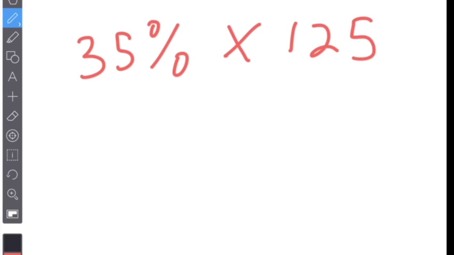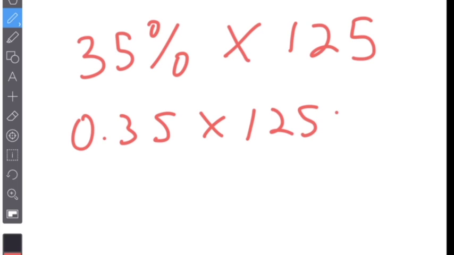If you remember, "of" usually means multiplication in math. 35%, I'm going to make that into a decimal. So when I make that into a decimal, it's 0.35 times 125. And if you multiply those together, you will get 43.75. So the answer would be 43.75.